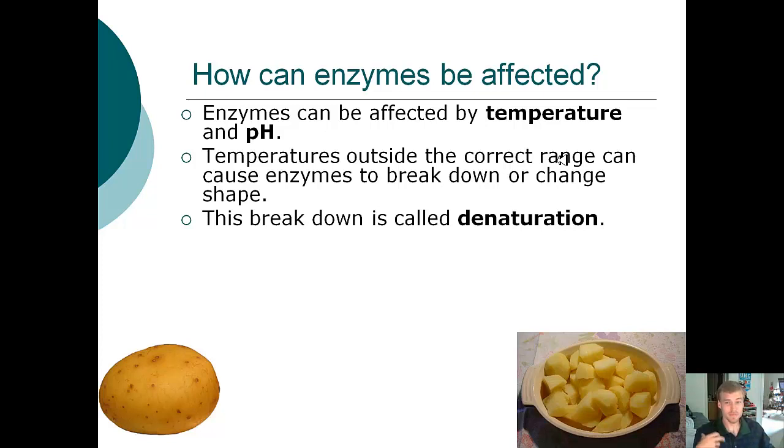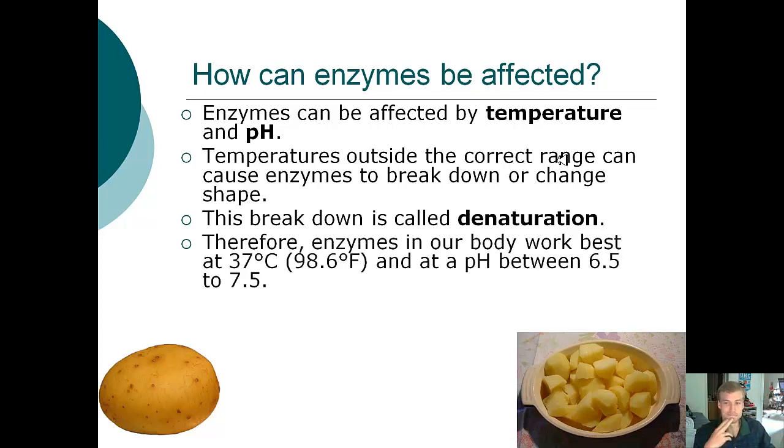can't handle that temperature. So the enzymes in our body work best at about 98.6 degrees Fahrenheit, 37 degrees Celsius, and a pH between 6.5 and 7.5. Obviously, your stomach acid and the enzymes there work best at a much lower pH, around 2, but for the majority of your body, it's going to be very close to neutral.